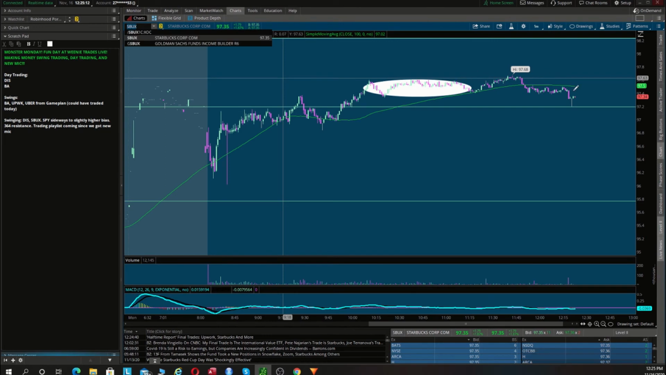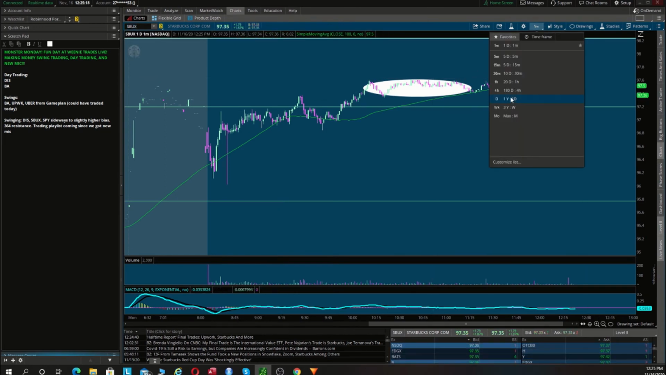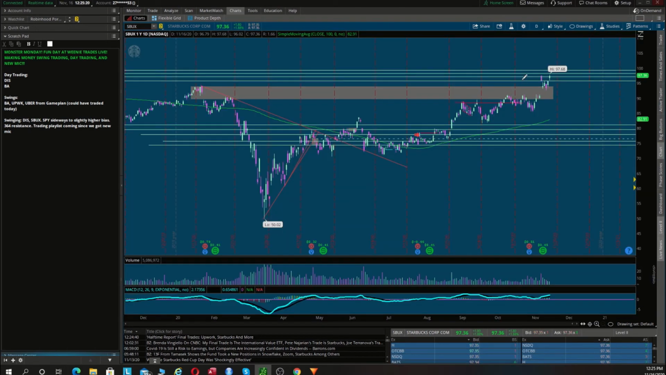So Starbucks, nice good pattern. I expect Starbucks to potentially make all-time highs by the end of the week, maybe next week. So Starbucks, nice push-up, similar to the Boeing trend. Move up, pull back, curling, and now breaking the highs.